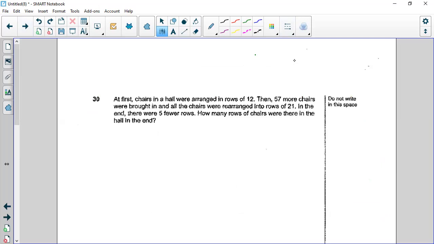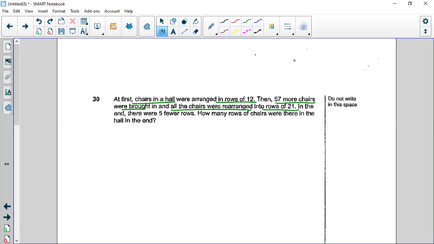So at first, chairs in the hall were arranged in rows of 12. Rows of 12 means what? Every row got 12 chairs. When you see the words rows of 12, isn't that average? Every row got 12, that's average already. Then 57 more chairs were brought in and all the chairs were rearranged into rows of 21, another average. So you have two averages. What's the method? Average model.